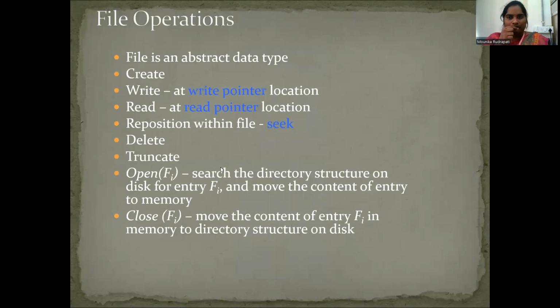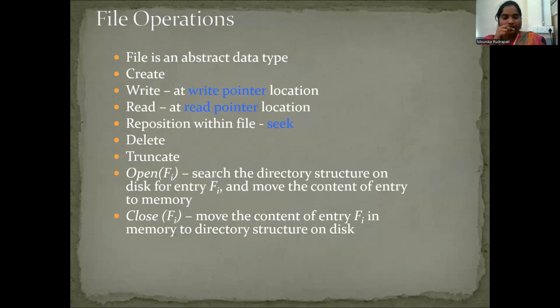Next, file operations. A file is an abstract data type. File operations are create, write, read, reposition within the file, delete, truncate, open, and close. The write operation writes at the write pointer location. Read means reading at the read pointer location. Reposition within the file is seek. Next delete and truncate.